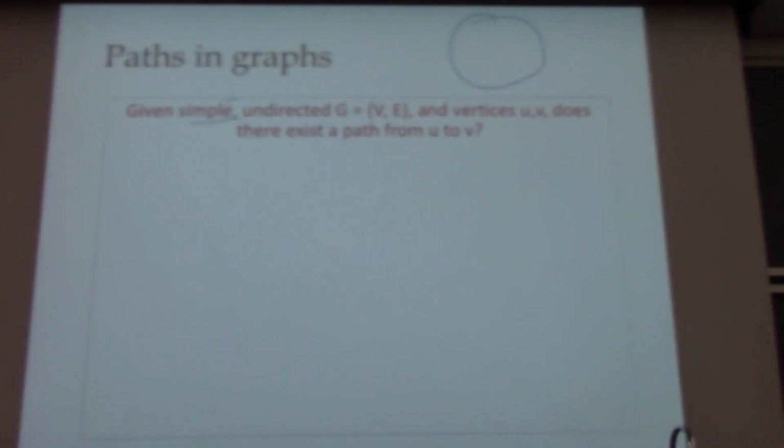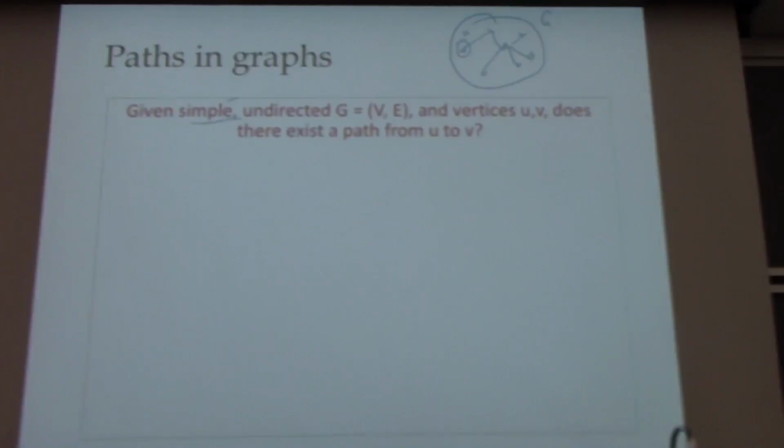You have a simple undirected graph. So what's a simple graph? No self loops, no multiple edges. That's the definition of simple. And it's an undirected graph. You're given two vertices. So you have a graph G, there's some vertices, some edges. You're given U and V. You want to know if there's a path from U to V. Okay, so that's the question.